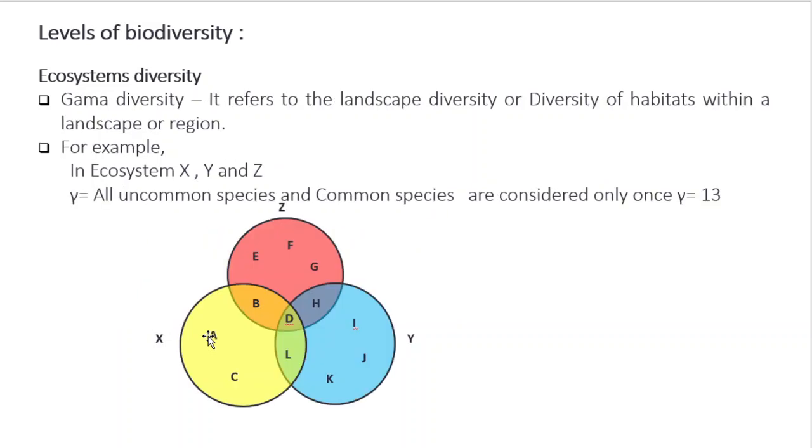Now we are going to see the next level of biodiversity, that is gamma diversity. It refers to the landscape diversity or diversity of habitats within a landscape or region. For example, in ecosystem XYZ, gamma, all uncommon species and common species that are considered only once, that is gamma is equal to 30. It is a measure of the overall diversity of different ecosystems within a region. Biodiversity is usually plotted as taxonomic richness of the geographical area with the same reference of a temporal scale.